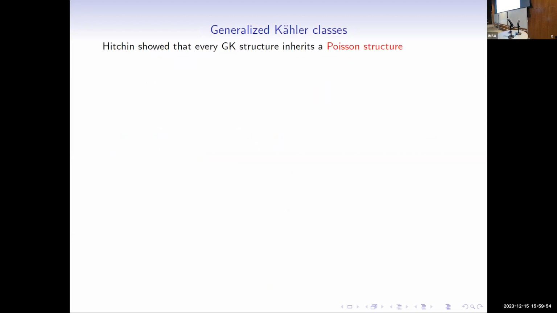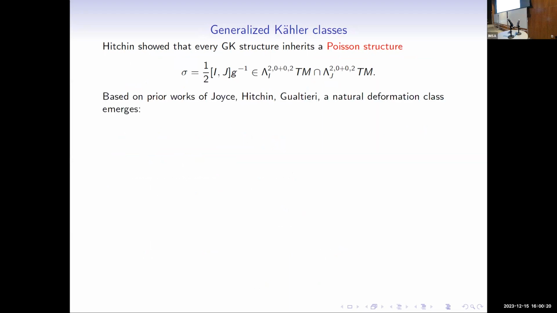Okay, so I have to say what is a generalized Kähler class? And again, here Nigel's contribution of understanding the existence of this Poisson tensor associated to a generalized Kähler structure is key. So here I write down the formula again. Ruxandra wrote this down. So sigma is 1/2 bracket [I,J]G inverse. And I'm going to just take a very simplistic approach to what is the generalized Kähler class.